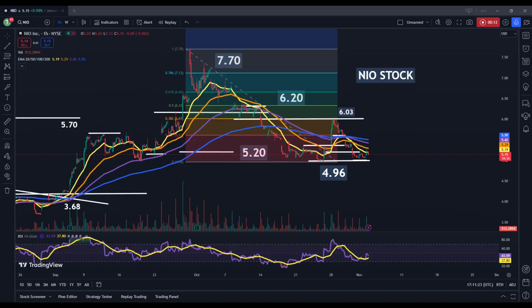Have the current stock market update for NIO Incorporated, stock ticker NIO.